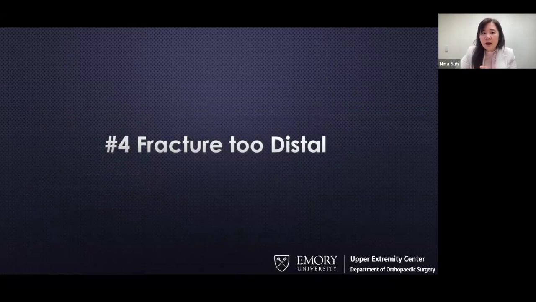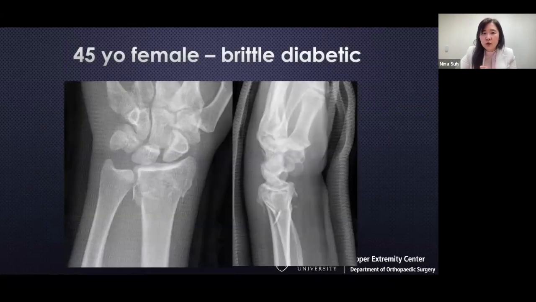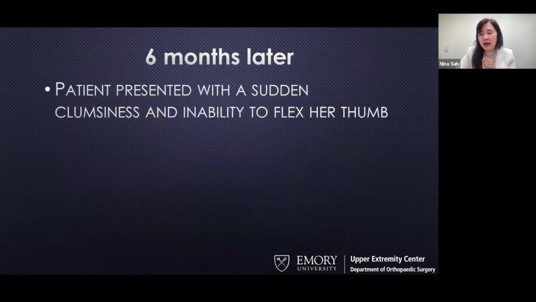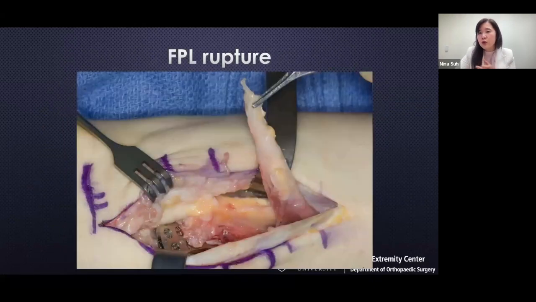Another example is when the fracture is too distal. So this is a brittle diabetic 45-year-old. You look at those little bony spicules and fragments, had a volar plate in. The plate is placed fairly distal to try to capture those fragments. And if you look, that plate is very prominent on the volar side. And of course, about 6 months later, patient presented with sudden clumsiness and inability to flex their thumb. So this is a very classic FPL rupture.